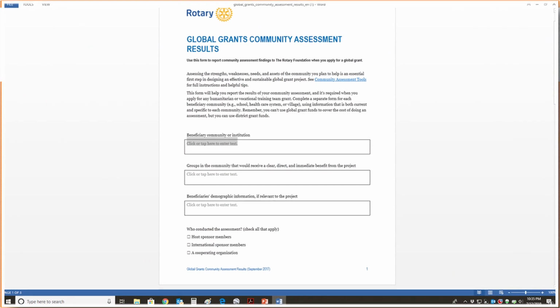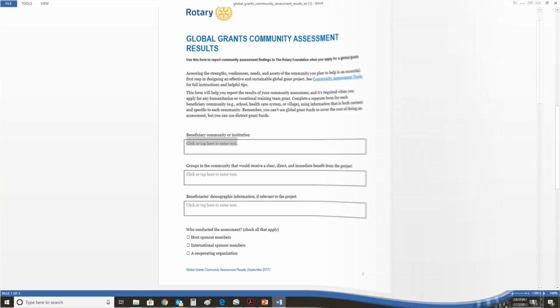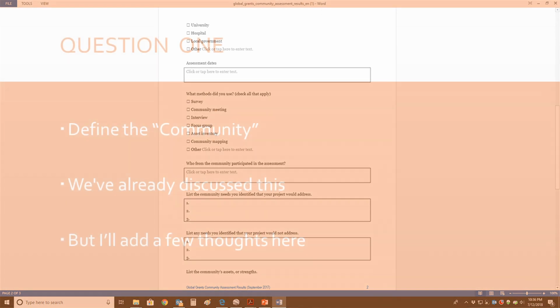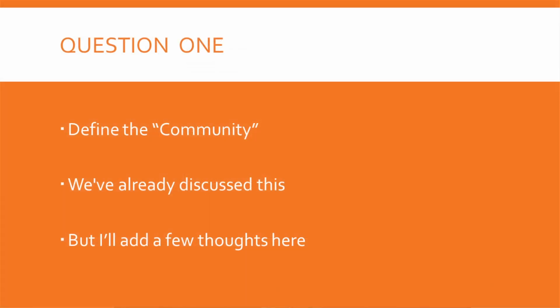You are looking at page 1 of the 2-page form. This is the second page. I think it seems to be fairly straightforward. The first task is to clearly define your beneficiary community or institution, as I described above. It might be worth a moment to toss out a couple of thoughts about how a community can be divided. Is there a specific population to receive your attention?